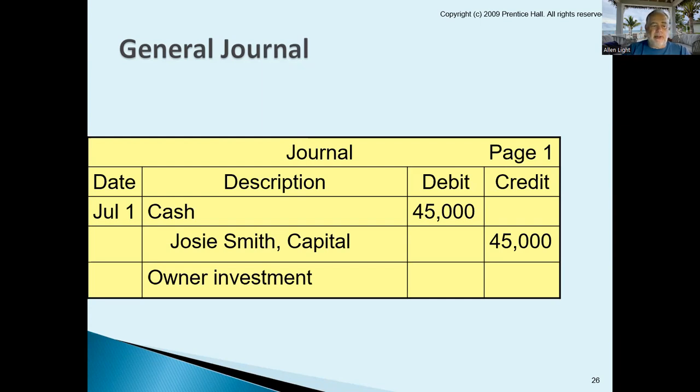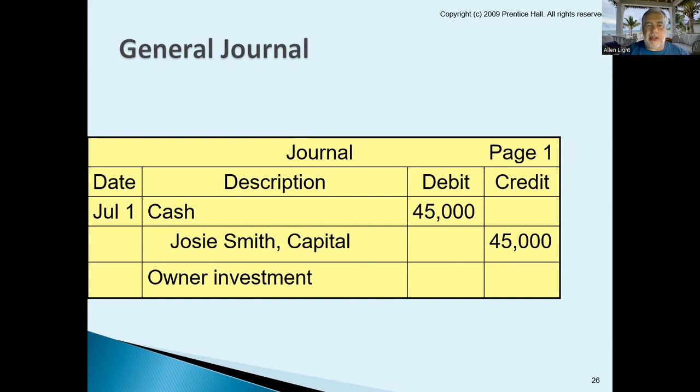Now, some things of importance here. First of all, the debits always come first. All the debits always come first. You will lose points if you switch those around, okay? Debits always come first. Credits come after the debits, and we indent. We indent our credits because when people are reading this, they need to be able to see the difference between debits and credits, and you've got to be able to pick this stuff out easily. Underneath that, there's our explanation, owner investment.